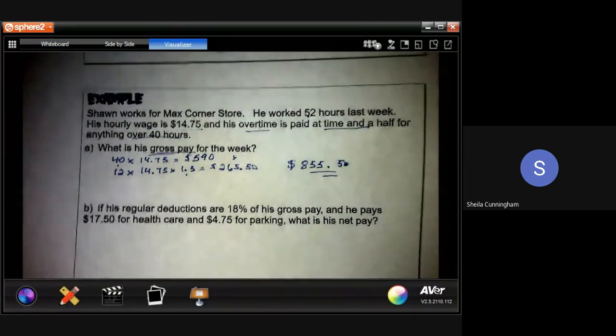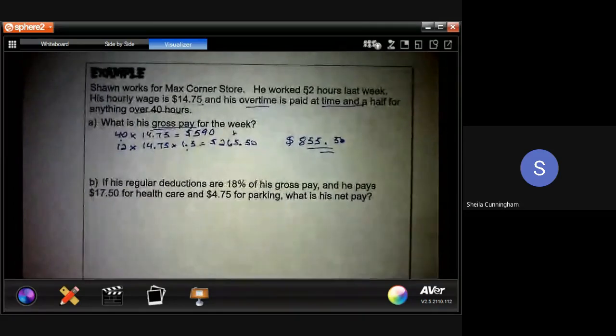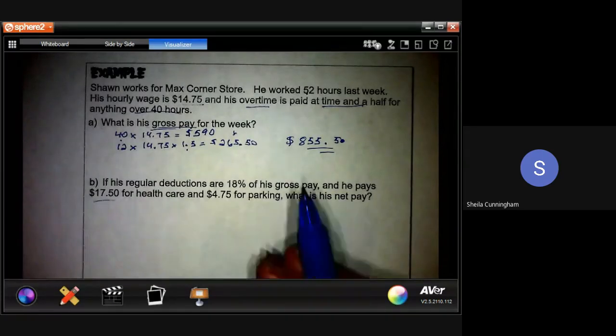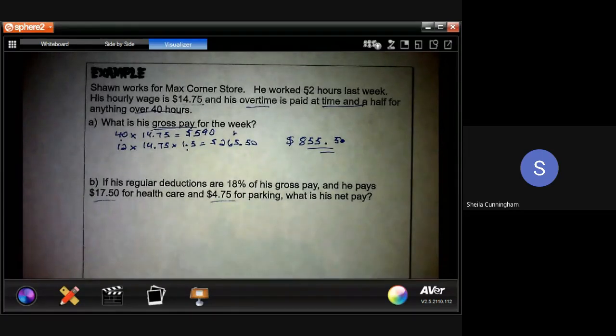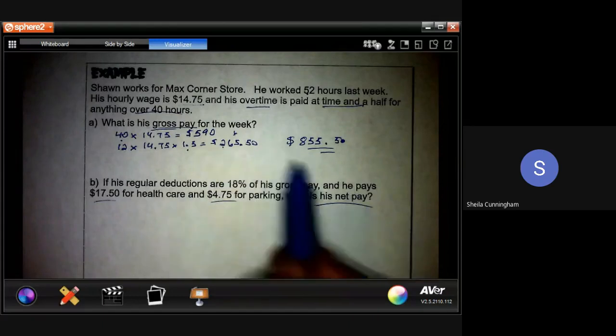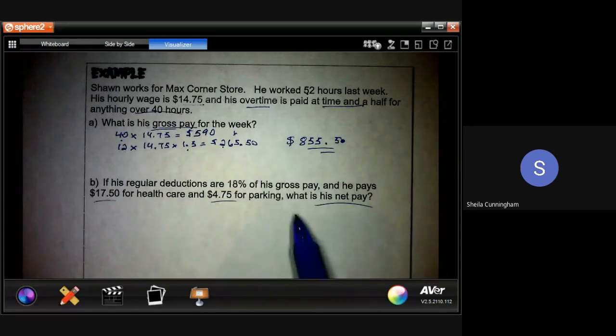So now B says if his regular deductions are 18% of his gross pay, and he pays $17.50 for healthcare, and he pays another $4.75 for parking, we want to know his net pay. So in this question, now we're pulling in what we learned from the previous lesson on net pay. Net pay is just taking your gross and then subtracting from it all of your deductions.